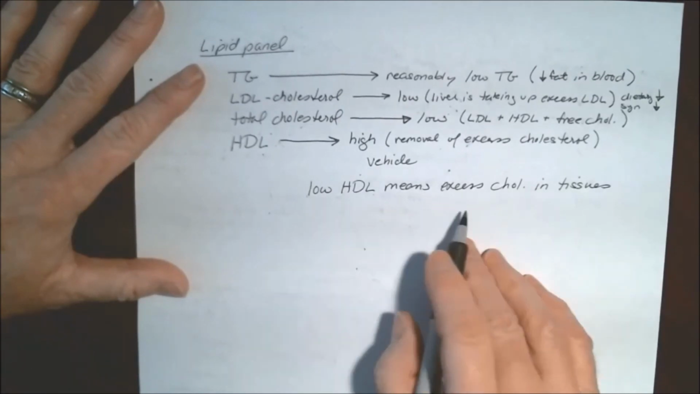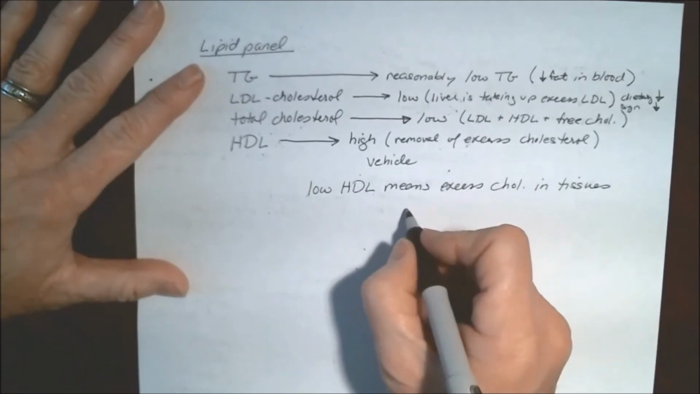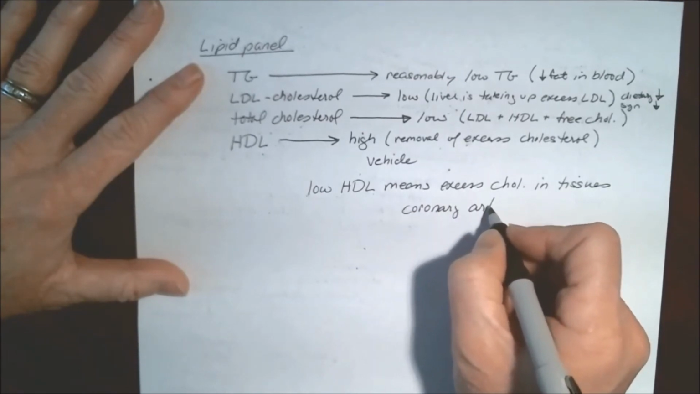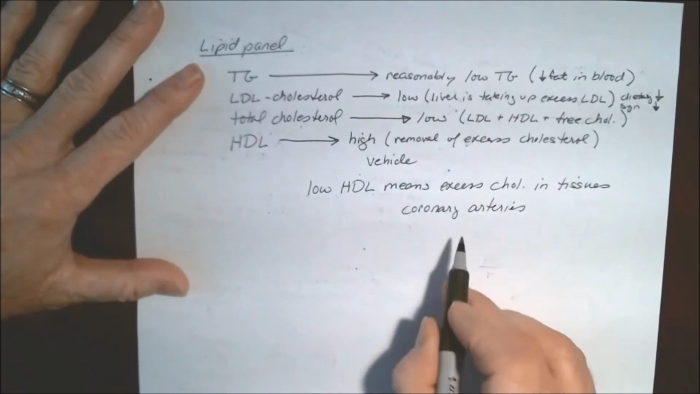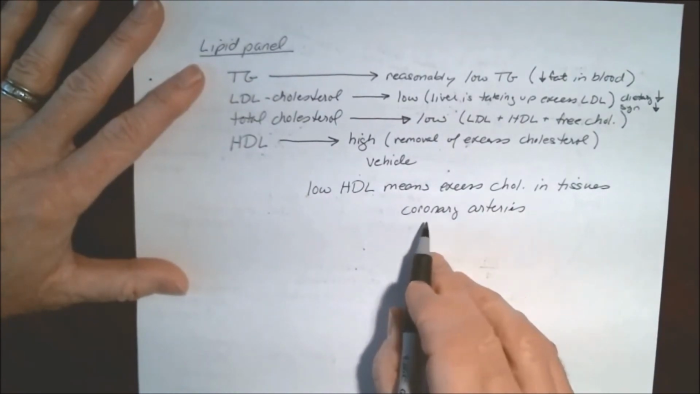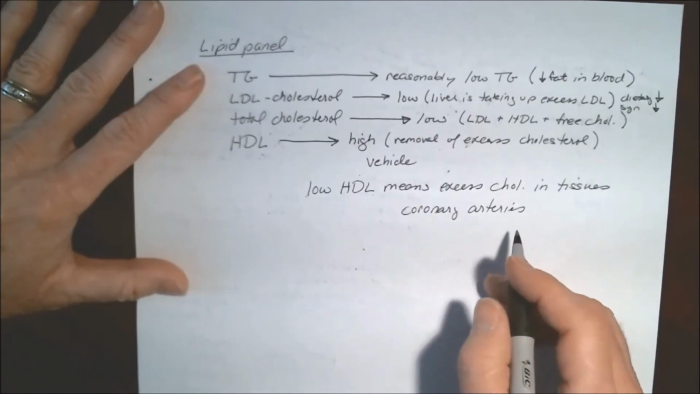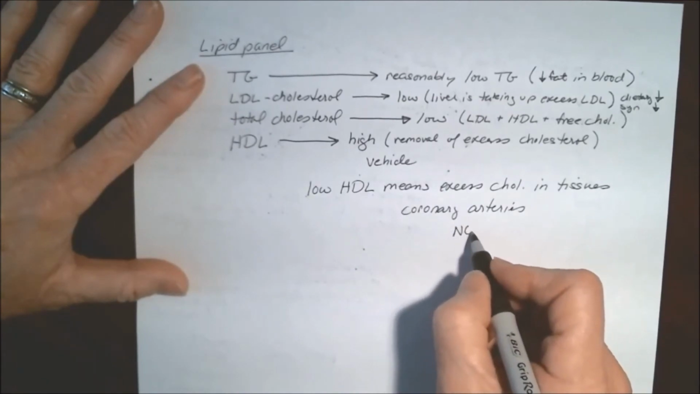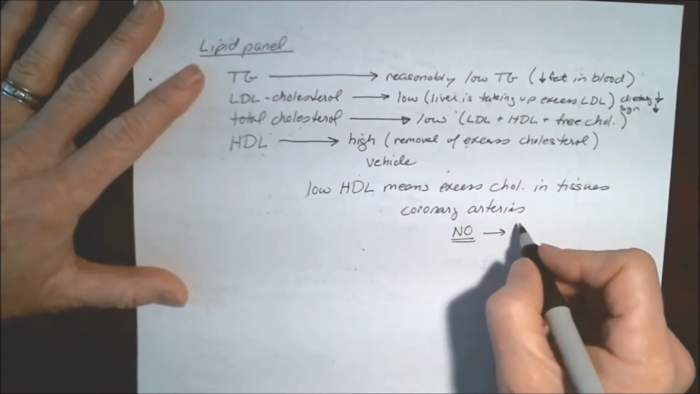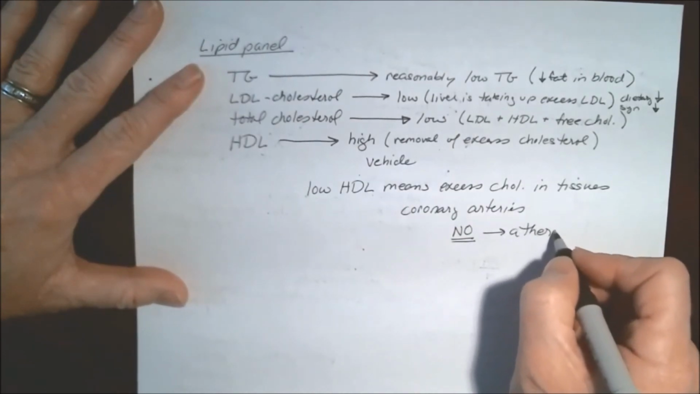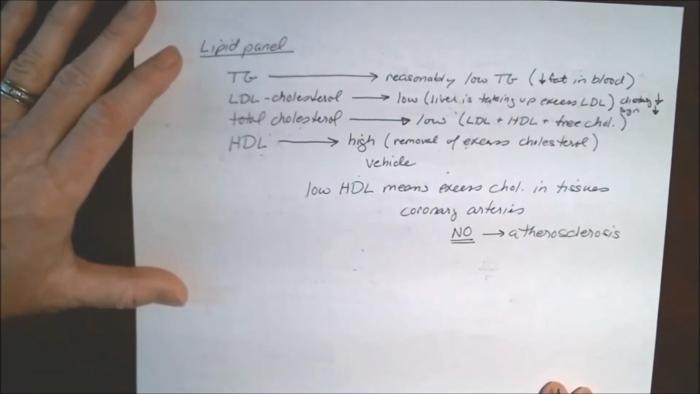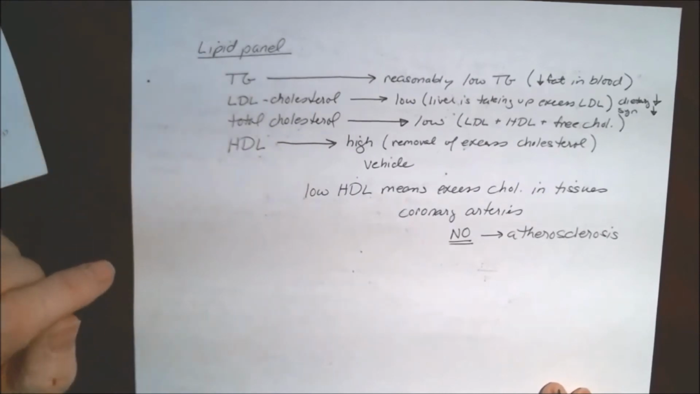Now picture a low HDL level. Picture your coronary arteries. And do you want excess cholesterol being maintained in your coronary arteries? The answer is a big resounding no, because this is the primary substrate that leads to atherosclerosis, which we'll talk about in a later video.